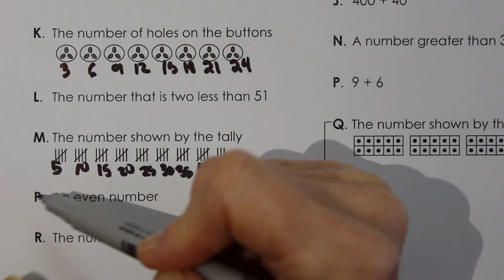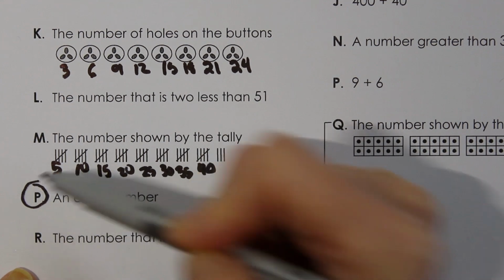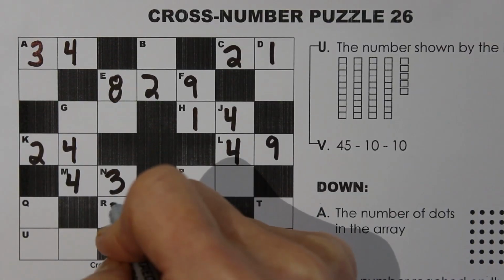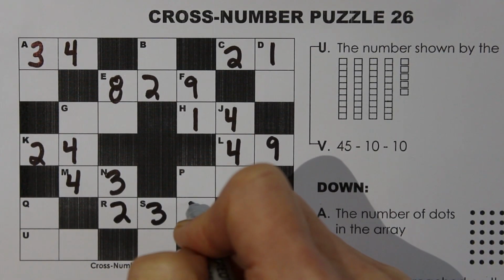P, another question the students cannot answer. R, a number that is one more than 234, the answer, 235.